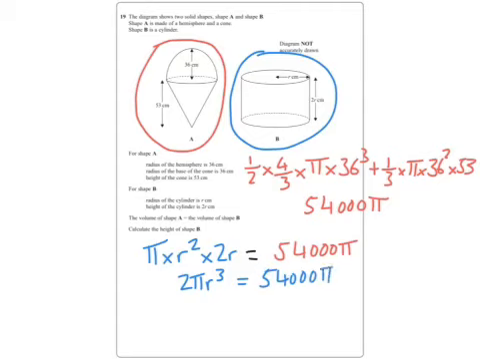Alright, now then, simplify that, you should divide by 2 pi, you should end up with r cubed is 27,000, and so therefore r is 30, and it asks for the height of the shape, so therefore the height is 2r, so my final answer is 60 centimetres.